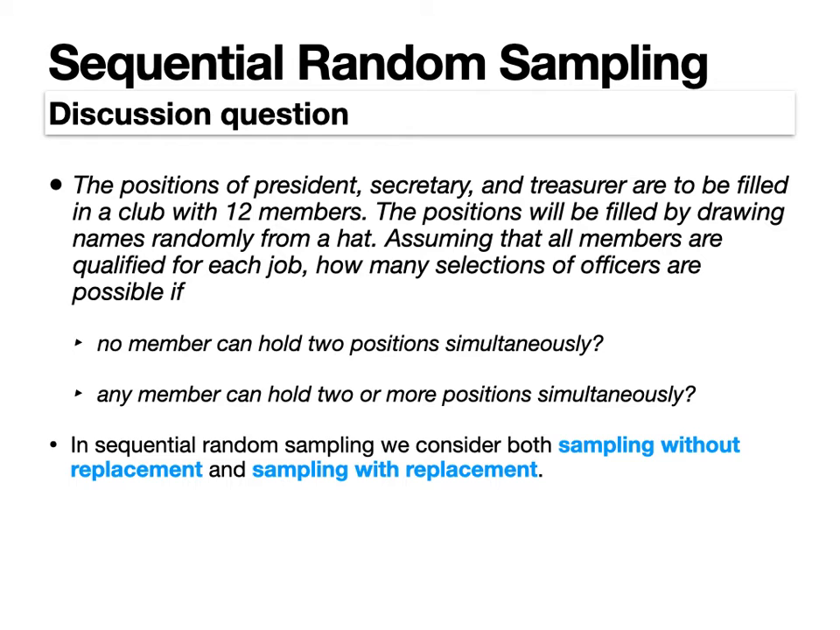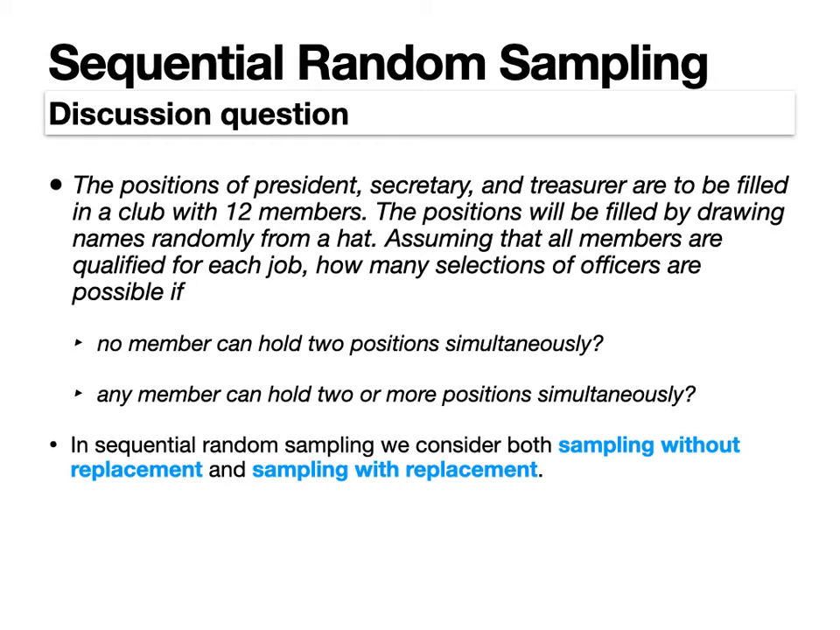Here's a question for discussion. The positions of president, secretary, and treasurer are to be filled in a club with 12 members. The positions will be filled by drawing names randomly from a hat. Assuming that all members are qualified for each job, how many selections of officers are possible if, first, no member can hold two positions simultaneously, and then secondly, any member can hold two or more positions simultaneously? So how many possible selections of officers are there in each of these cases?